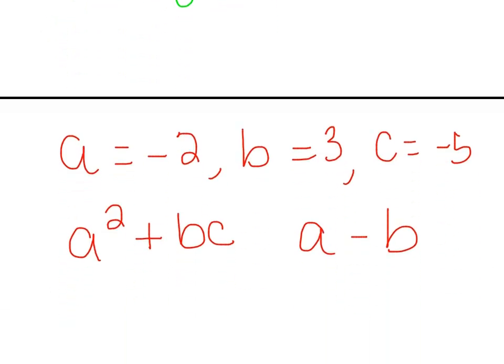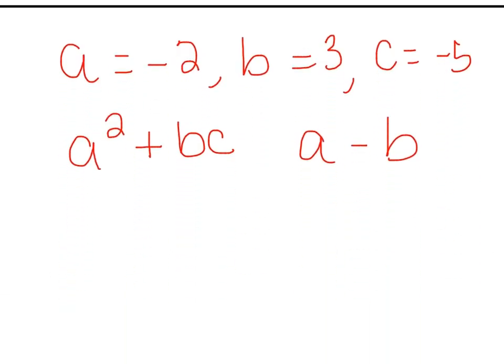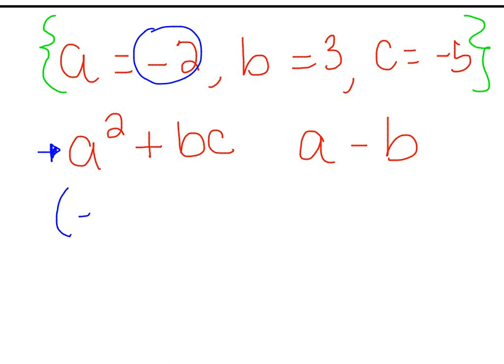Next is evaluating. You're going to be evaluating expressions. You're going to be given what your values are for your letters. It's going to be different on your page, but say you had a equals -2, b equals 3, and c equals -5. You're just going to be plugging those in for the values in your expressions. If a is -2 and a is being squared, then we're going to say (-2) squared. That's different than -2 squared. Remember, we need that negative being squared as well.